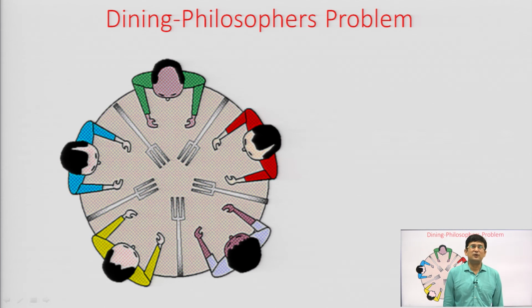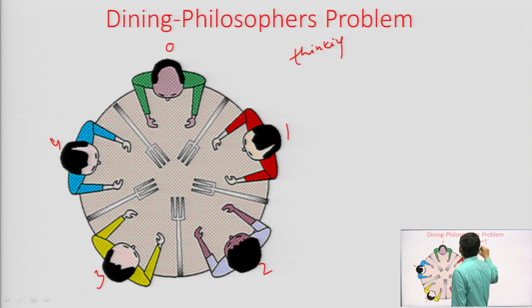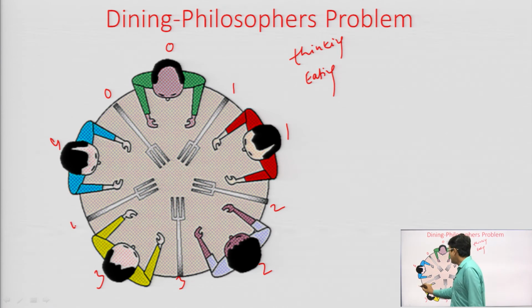Now, this is the last problem of the classical synchronization problems, wherein there are 5 philosophers sitting at a circular table, and let us number these philosophers 0, 1, 2, 3 and 4. These philosophers can either be in the thinking state or in the eating state. They are sitting at the round table and there are forks, one on the left side and one on the right side. So, let us number these forks 0, 1, 2, 3 and 4.